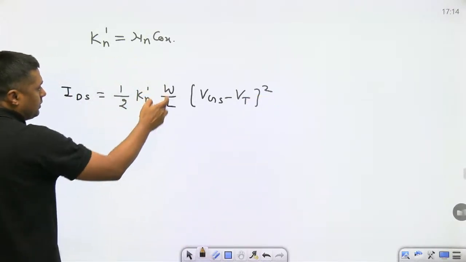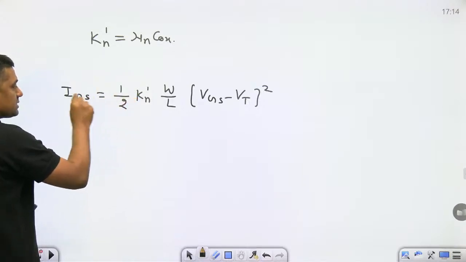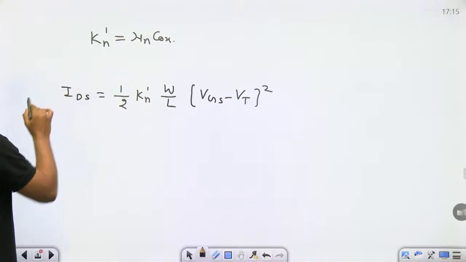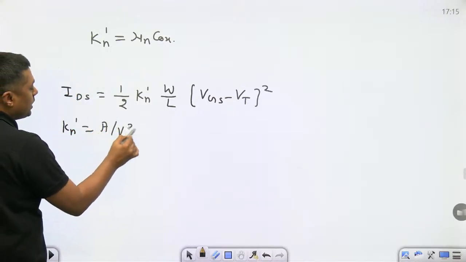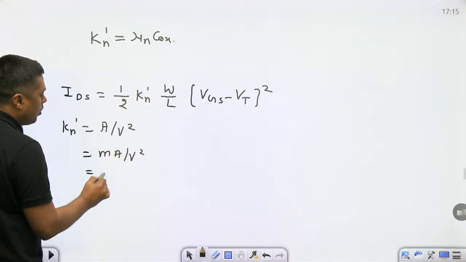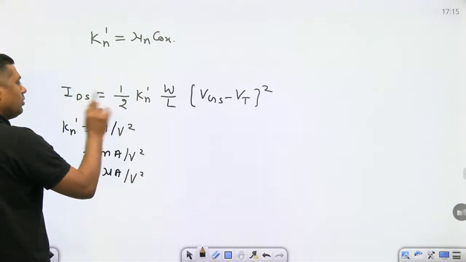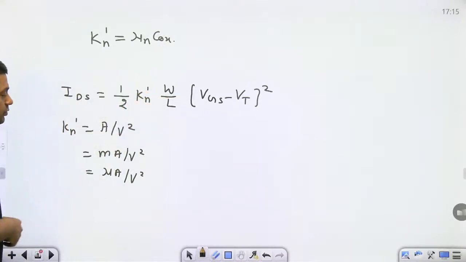Now, what is the unit of W by L? Unitless. What is the unit of half? Unitless. So what is the unit of Kn'? Ampere per volt square, or sometimes milliampere per volt square, or microampere per volt square. From this you can get the value. Kn is equal to what? W by L is unitless, and that is divided, and you will get these units.